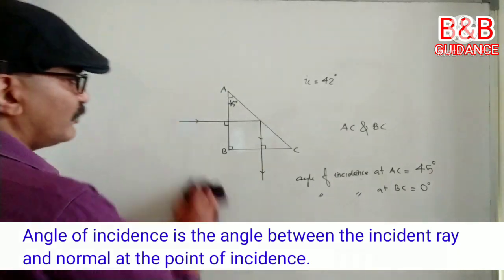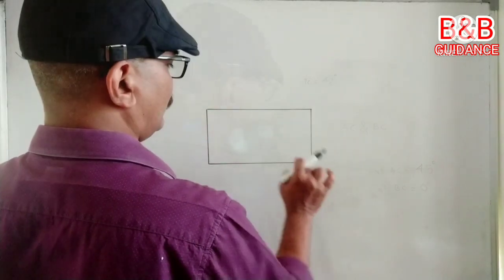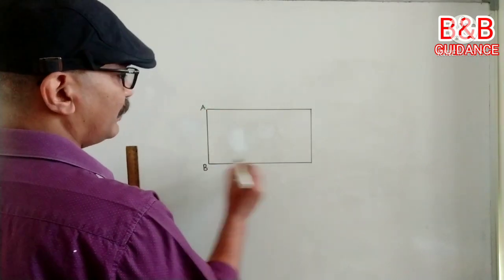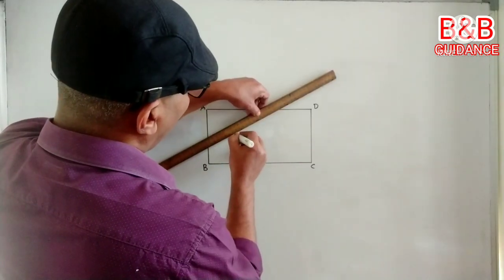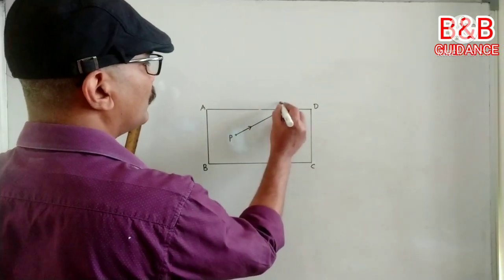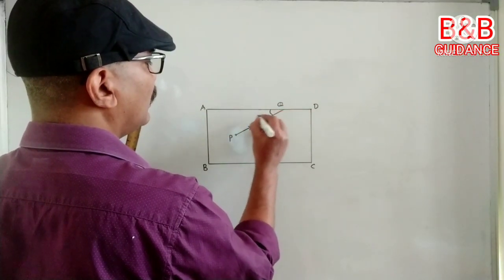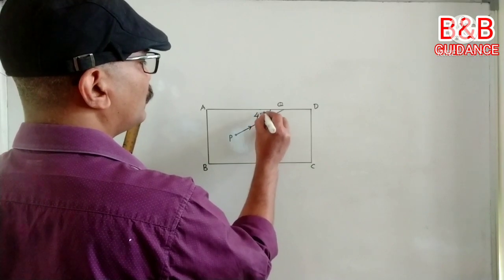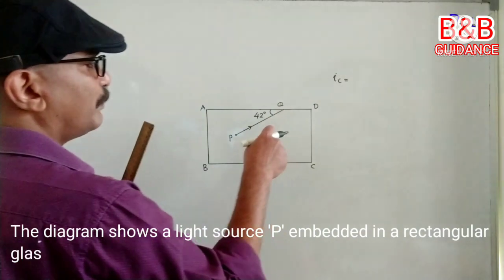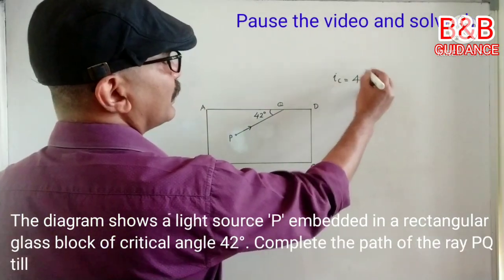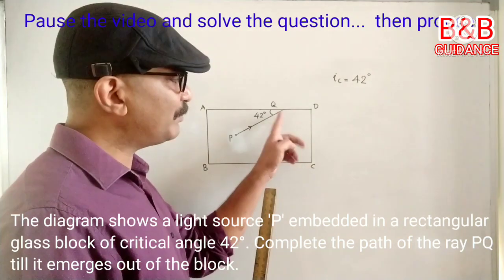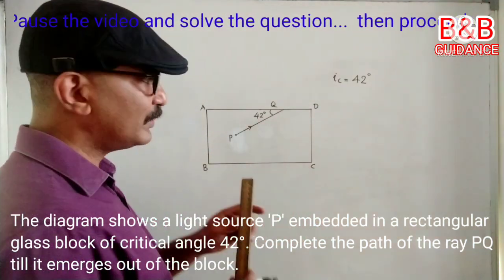Okay, that's it. Another question. This one is a rectangular glass slab ABCD, and a ray falls from the source P at Q. This angle is 42 degree. Given critical angle for the pair of media is 42 degree. You have to complete the path of the ray until it comes out of the glass slab.